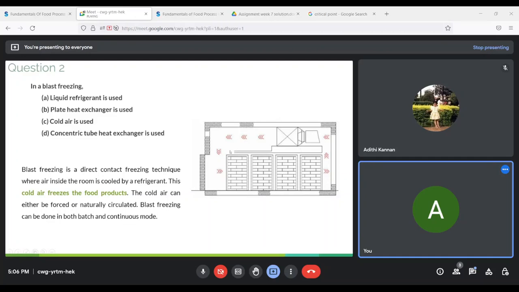So you will have both batch and continuous mode. But in case of batch, you will just have trays and you just have to keep the product inside. Whereas in case of a continuous mode, you will have your food product placed on the conveyor belt and based on your freezing requirements, your residence time inside your air blast freezer will vary. So it is the cold air that comes and freezes the product and hence your answer to this question is option C.